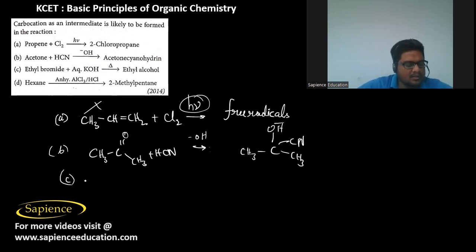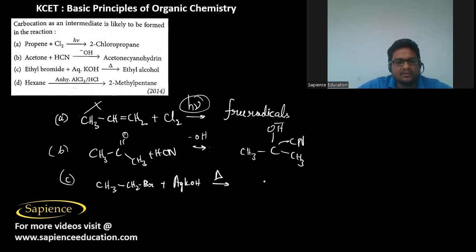In C, ethyl bromide, that is CH3CH2Br, in the presence of aqueous KOH, and if we heat it, then ethyl alcohol is formed. CH3CH2OH is formed. So here also carbocation is not formed.